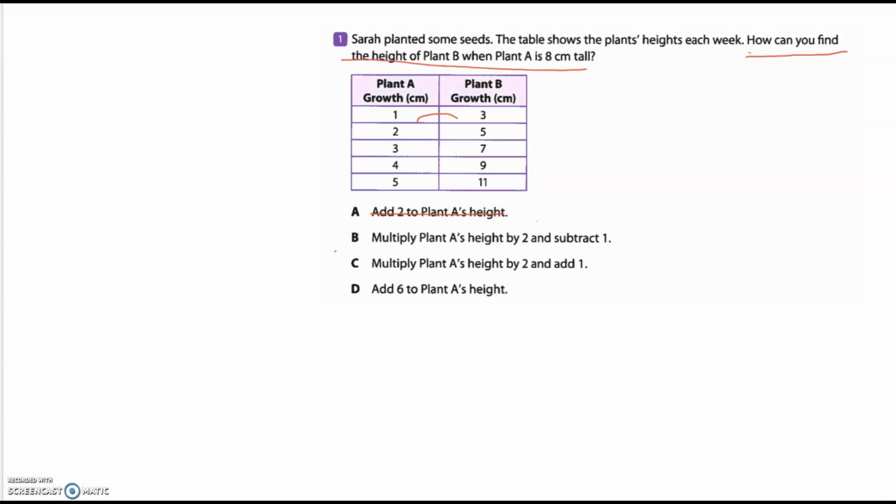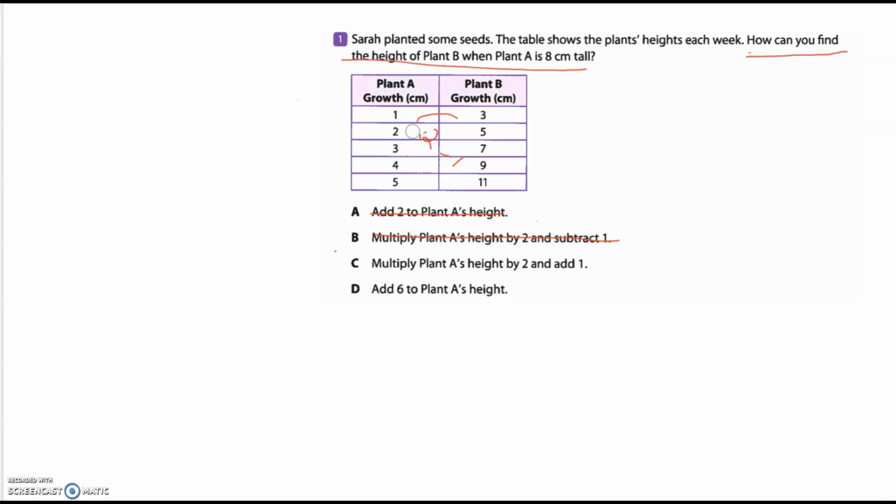Next one, B, says multiply plant A by 2, and then subtract 1. So I have 1 times 2, that's easy enough, is 2. And then I'm going to subtract 1. 2 take away 1 is 1. That equals 1, not 3. So I know that that can't be the answer.